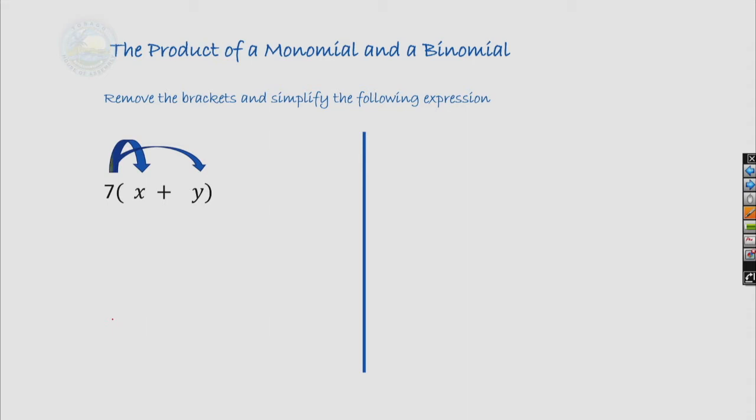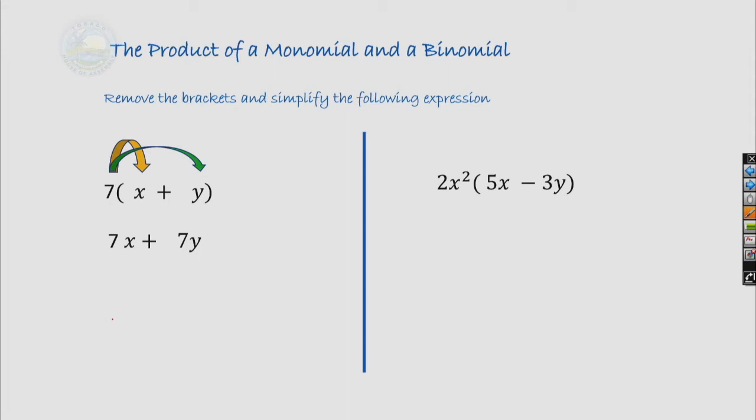How do we do that? Here we take the 7 and we multiply it by the x. We take the 7 and we multiply it by the y. And what does that give us? 7 multiplied by x is going to be 7x, and 7 multiplied by y, 7y. Let's look at another example. What if we had 2x squared multiplied by 5x minus 3y?